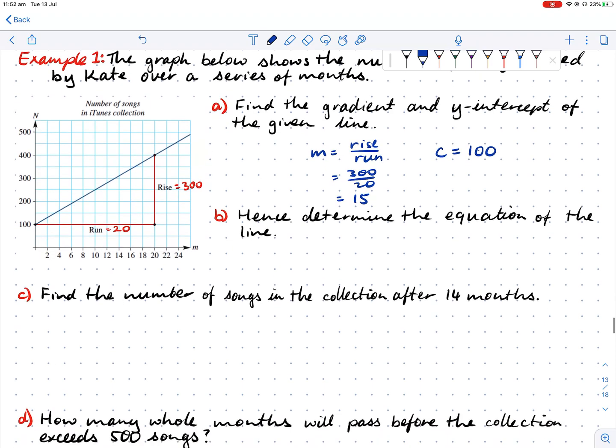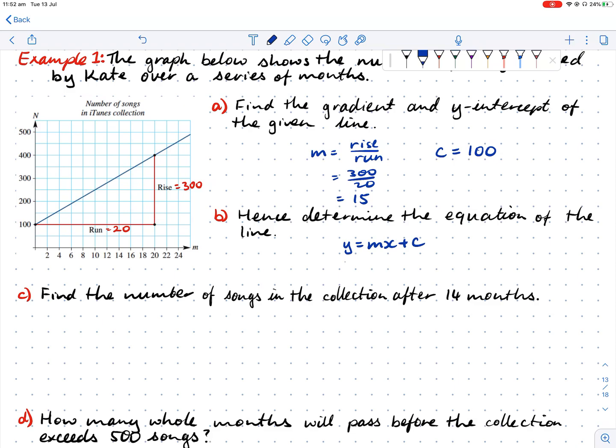And that's part A. Part B, hence determine the equation of the line. It's really important you know what the word hence means. Hence means that you're using the information that you've just worked out. Hence means go to what you've just done and then use that in your next step. So we have our gradient and our y-intercept, so we're using y equals mx plus c.